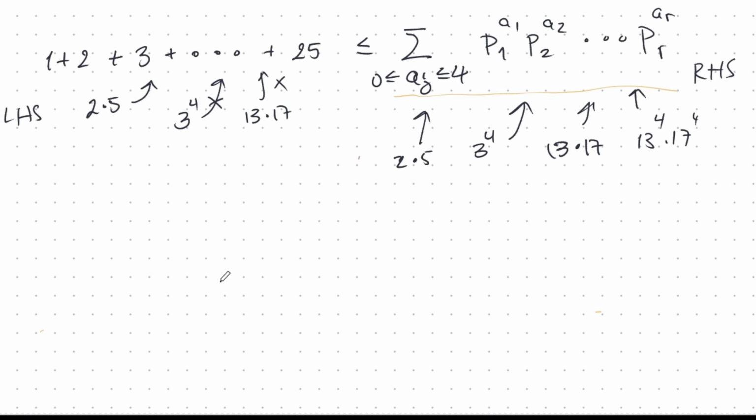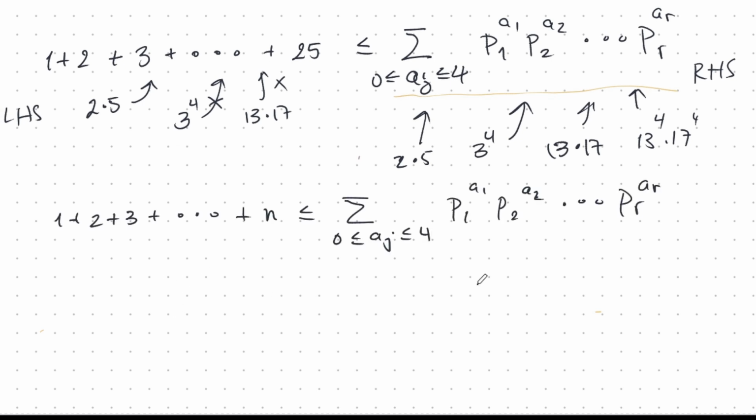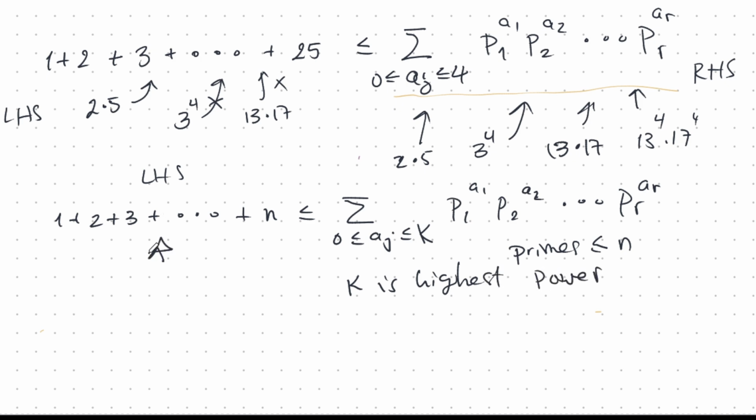And we can write this in a more general sense. So now I have a sum on the left-hand side up to n. And these primes are all the primes that are less than or equal to n. And here, not 4, but k. K is the highest power that appears in this sum here. So this is always going to be bigger than this over here.